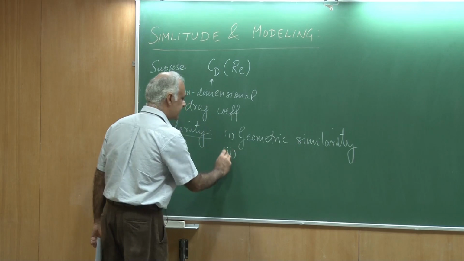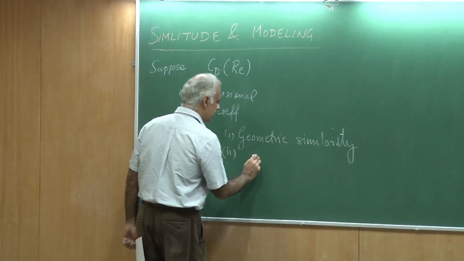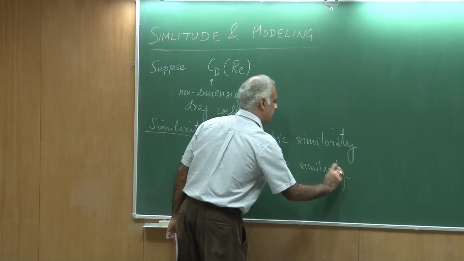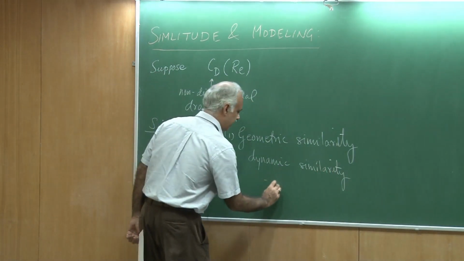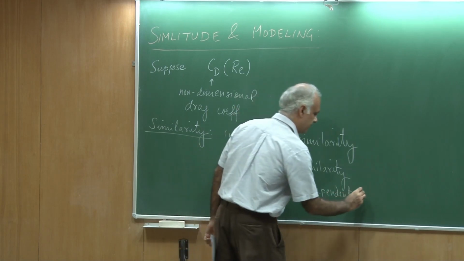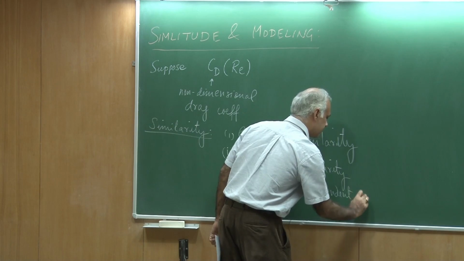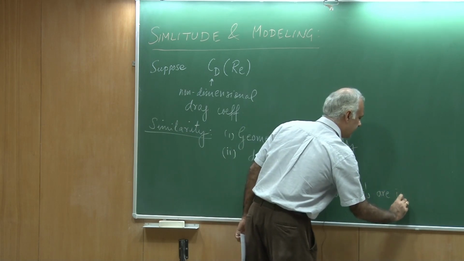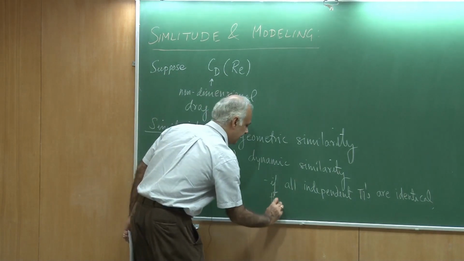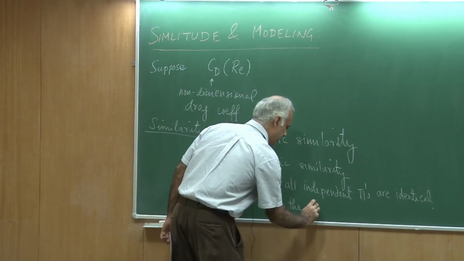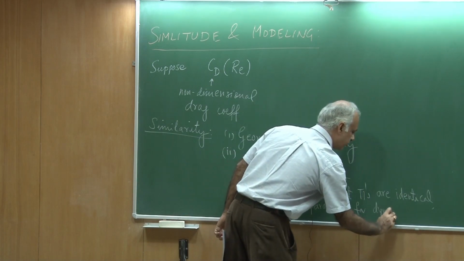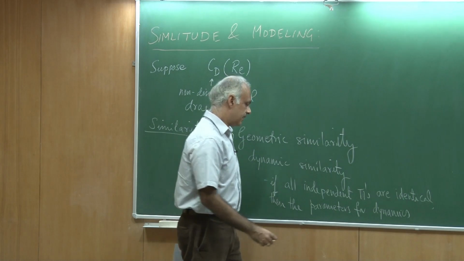If the geometric similarity is ensured, then we can talk about dynamic similarity. And this is if all independent pi's are identical in the context of a model and prototype, then the parameters for dynamics such as forces, like drag, etc., are also similar.